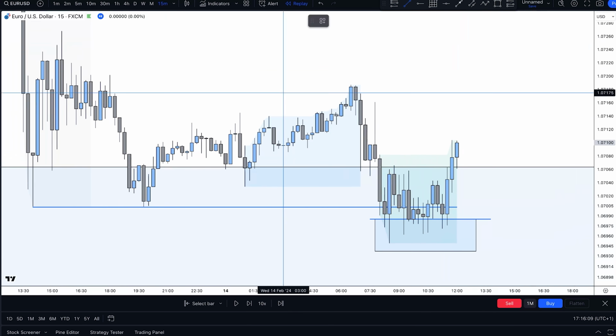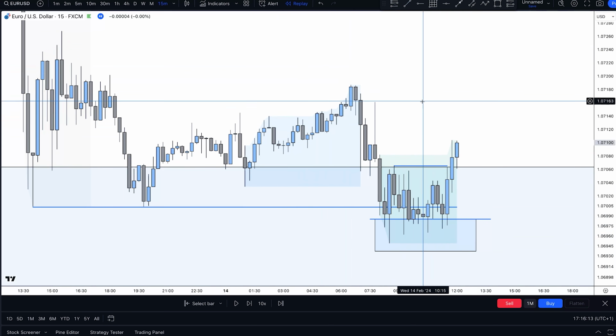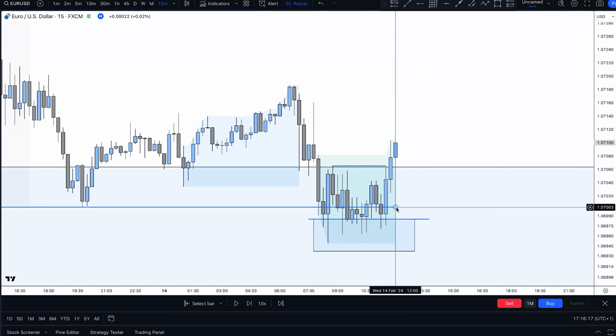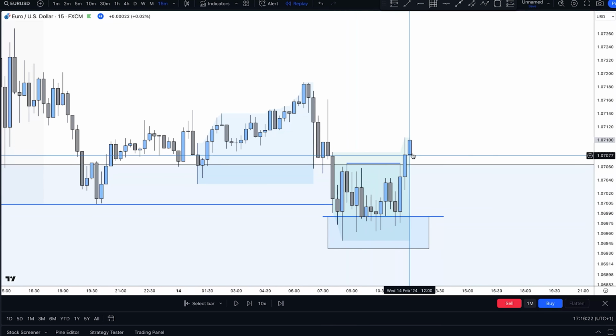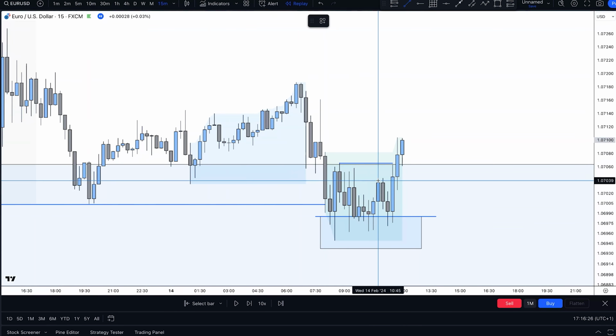On the 15-minute here, we've also seen this shift in the structure. This is some internal structure on this larger movement, but for day trading opportunities, we can work with this internal structure. So what we've now seen is sweep of liquidity, bullish momentum coming in, shift in the internal structure. That is over this point at the highest, and then also some of these smaller points as well.